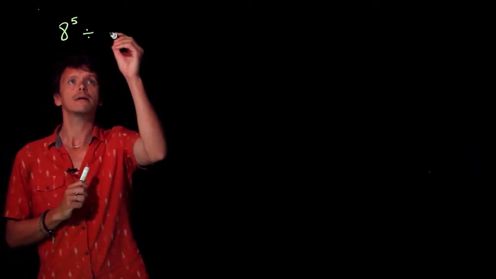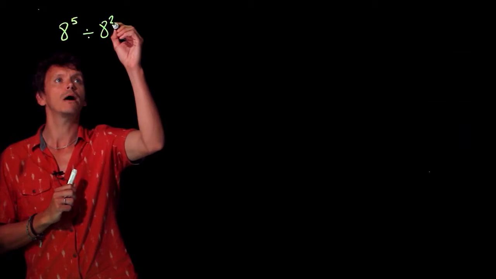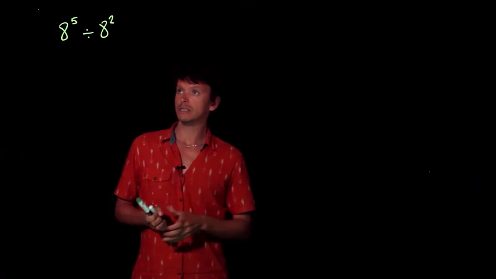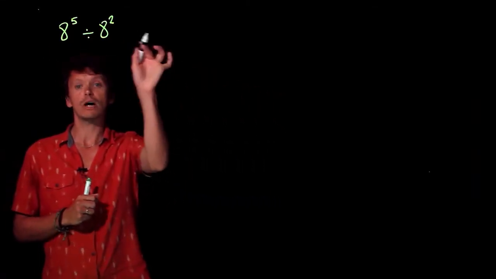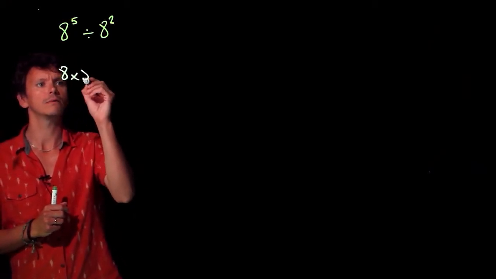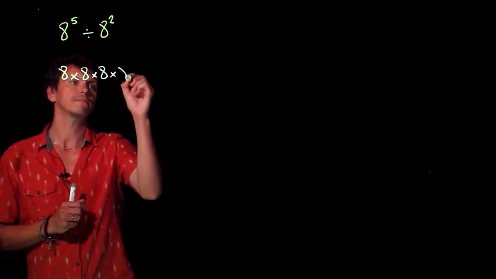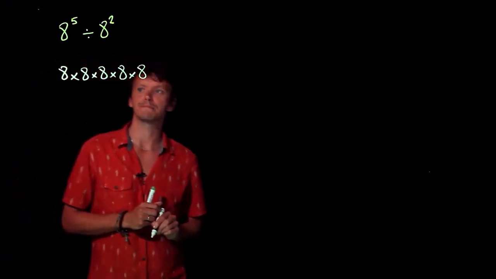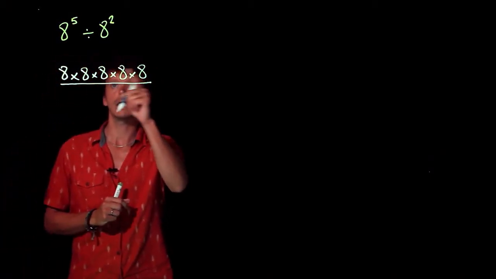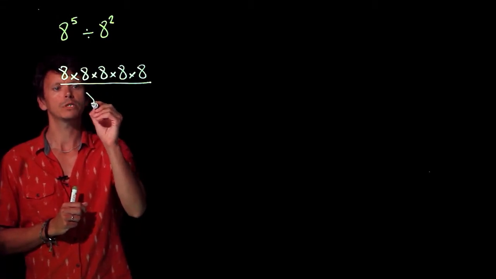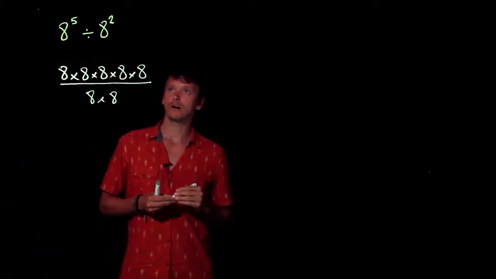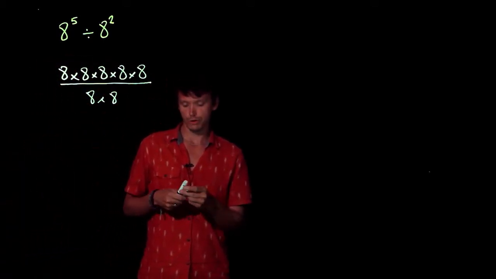And we divided that by 8 to the power of 2. How do we handle that? Well, the easiest way to think about that initially is to write this out as a fraction. So 8 to the 5 is 8 times 8 times 8 times 8 times 8, and we're going to divide that by 8 squared, which is 8 times 8. So we've got 8 to the 5 divided by 8 to the power of 2.